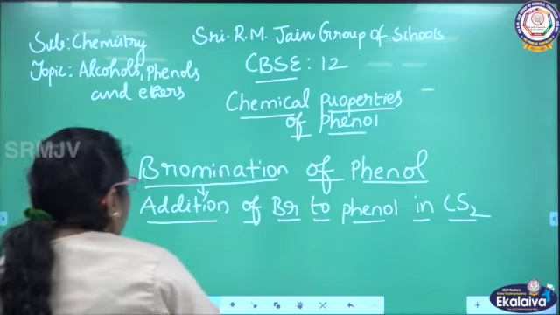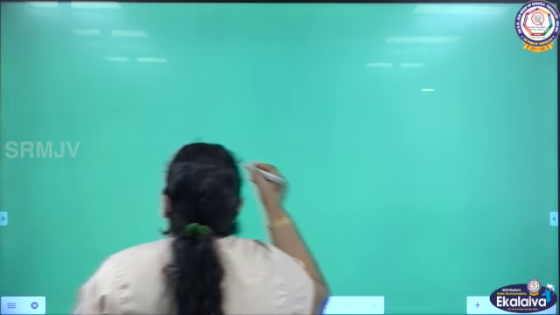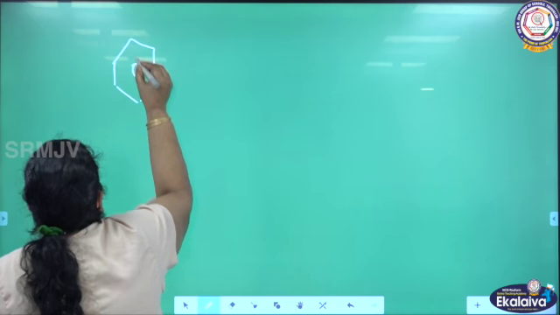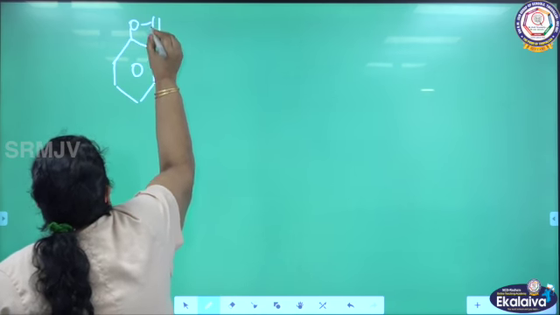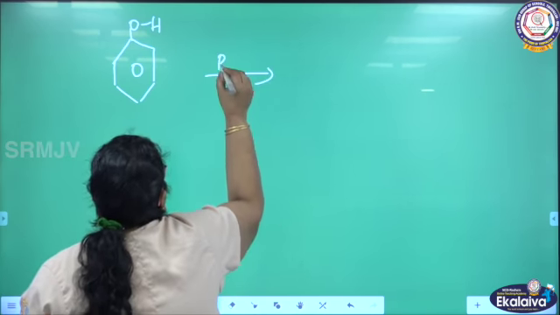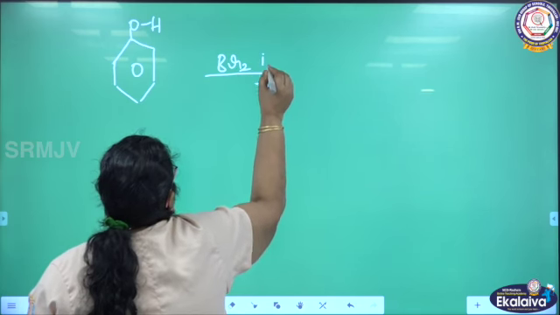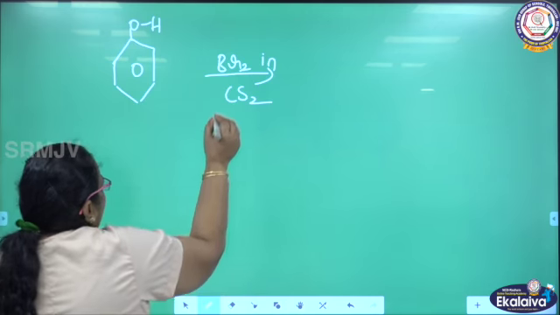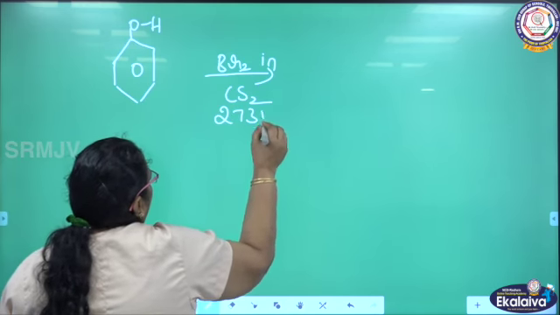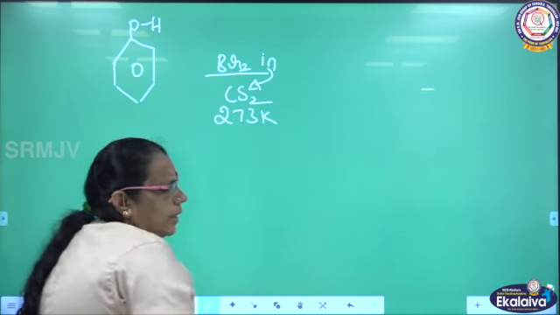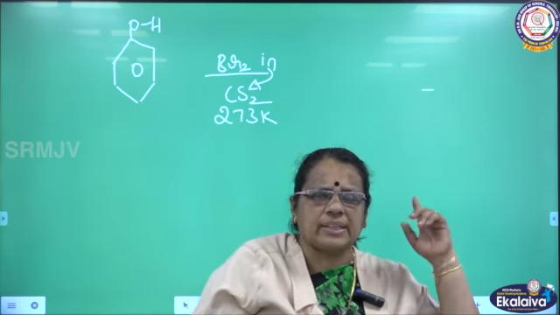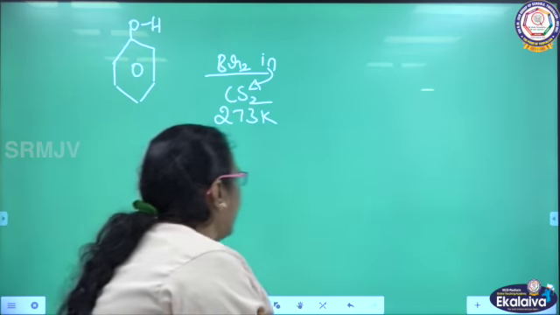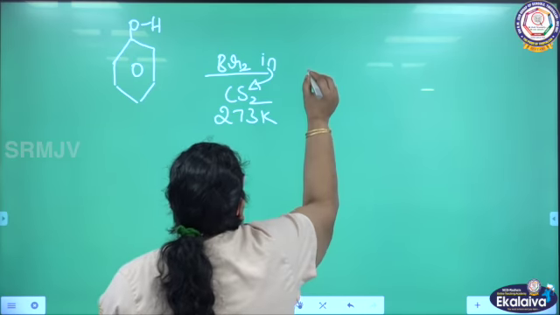Okay, let me see the reaction. Write phenol now. This is phenol. Phenol undergoes bromination in carbon disulfide. What is the reagent? Carbon disulfide. And what is the temperature condition? 273 Kelvin. So phenol undergoes bromination in the presence of carbon disulfide at 273 Kelvin. Let me see how bromine atoms are added to phenol.